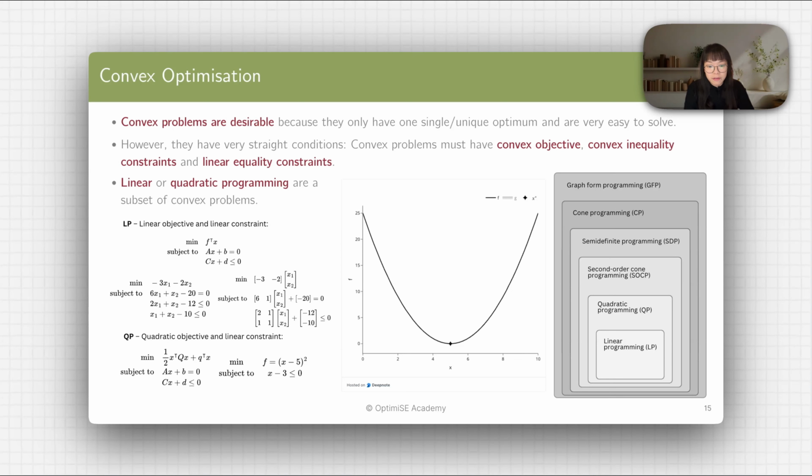An example of this would be something like this: minimize f equals (x minus 5) squared. If you remember arithmetically, you can expand it so that it becomes x squared minus 10x plus 25. Then this includes the x squared term, which is a quadratic term, and also a linear term, which is just the x over there. So that's why this is a quadratic objective. And then we can also have a linear constraint, x minus 3 less than or equal to 0. This would be a QP because it has a quadratic objective and also a linear constraint.